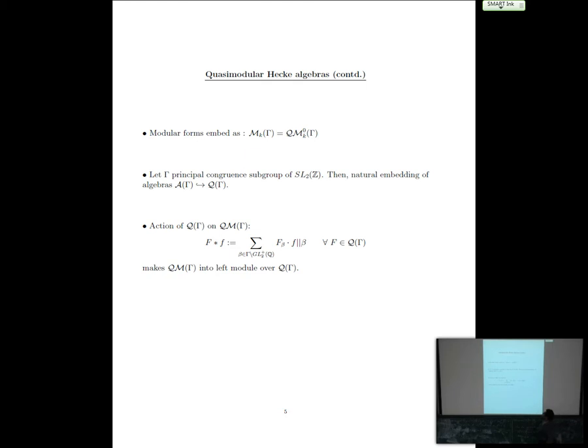A quick observation is that obviously the ordinary modular forms would embed inside the quasi-modular forms. And so it is quite clear that there is a natural embedding of the modular Hecke algebra, A gamma, inside Q gamma. And of course, one should mention that just like the modular Hecke algebra acts on M gamma, the quasi-modular Hecke algebra also has a very similar action on QM gamma. So basically, it's a Hecke operator. The first thing it's supposed to do is act on modular forms. So in this case, there's a quasi-modular Hecke operator, and it acts on quasi-modular forms. So this makes QM gamma a left module over Q gamma.